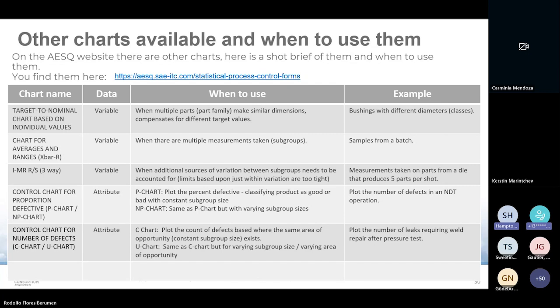So really you're looking at families. In this case, for example, it's where you have some bushings and you have different diameters across different part families.